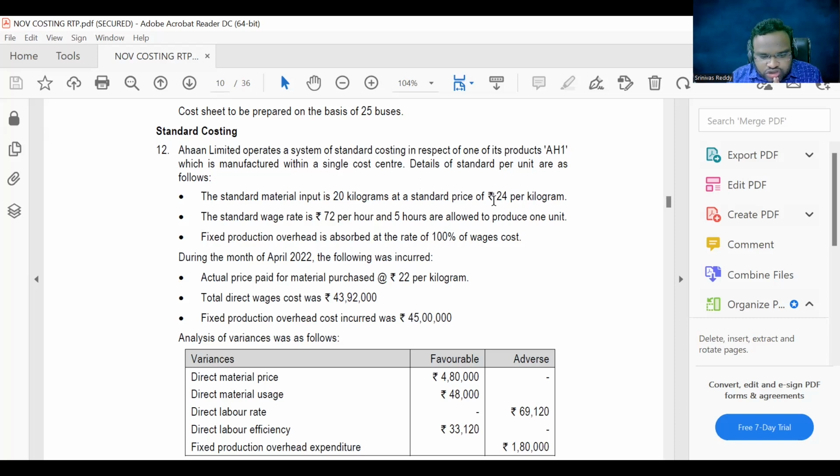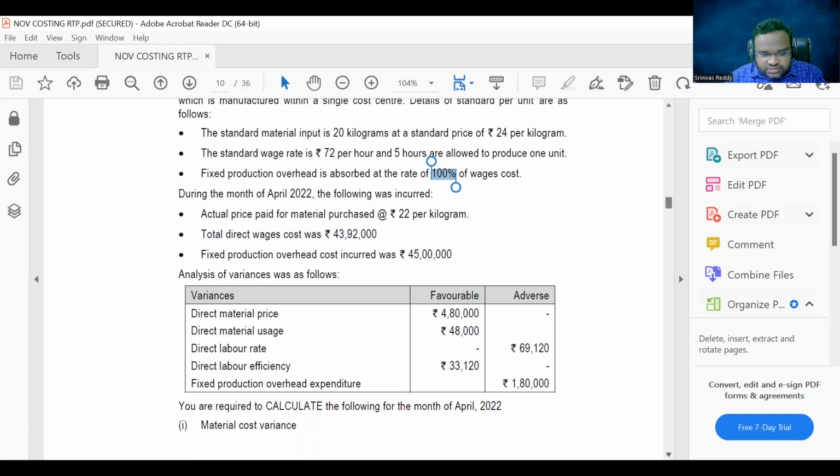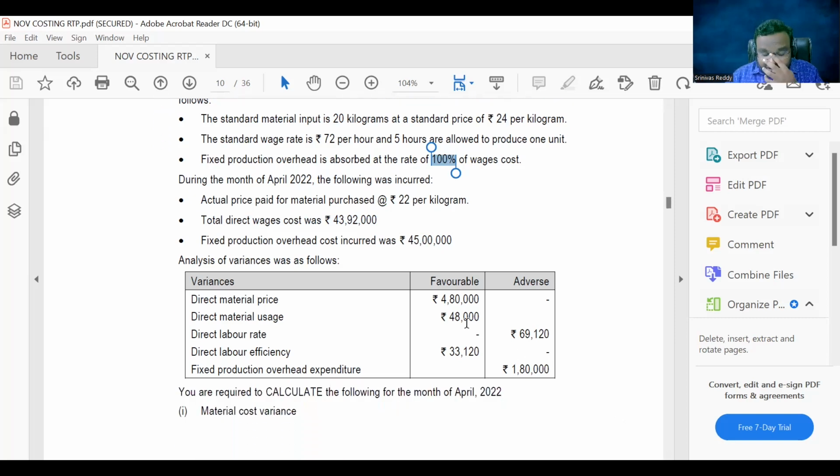During the month of April 22, the following was incurred. Actual price paid for materials, how much amount? 22 per kilogram. So you'll get material price variance between 24 and 22. Direct wages cost 43 lakh 92,000. Fixed production overhead incurred was 45 lakhs. Here it is 100% of wages cost. Analysis of variances are as follows. Material price variance is given 4 lakh 80,000. Material usage variance is given 48,000.